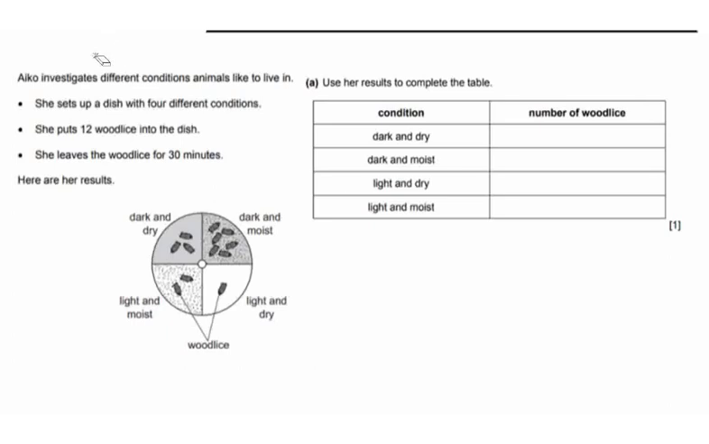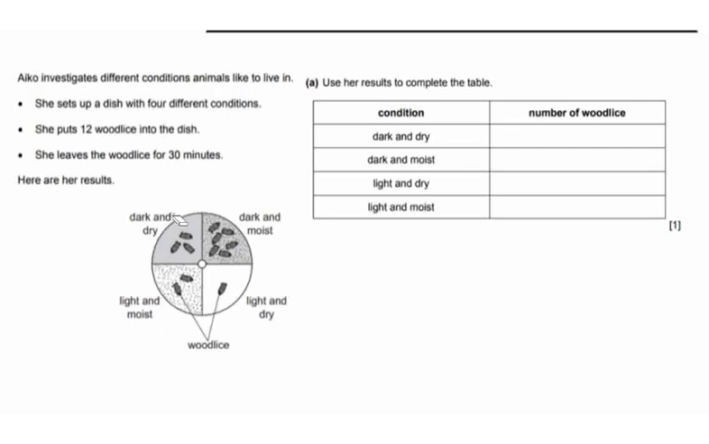Question number 5. Aiko investigates different conditions animals like to live in. She sets up a dish with 4 different conditions. She puts 12 wood lice into the dish and leaves the wood lice for 30 minutes.